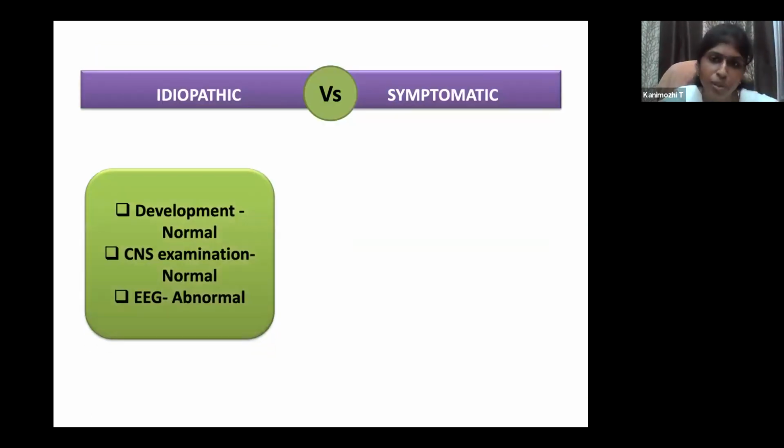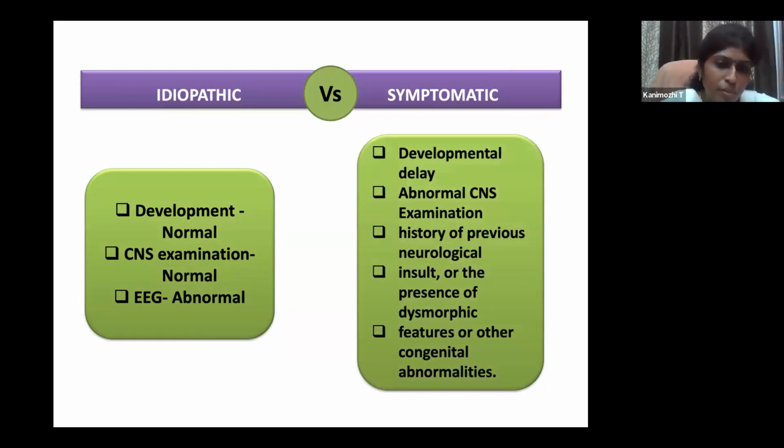So how do we differentiate whether it could be an idiopathic or a symptomatic cause? In idiopathic, the development will be normal, the CNS examination will be normal, but in the EEG we can have some typical findings that are actually suggestive of the epilepsy type. Okay, so this is idiopathic. This is what even our case scenario is. The child will be developmentally normal. Examination can be normal too.